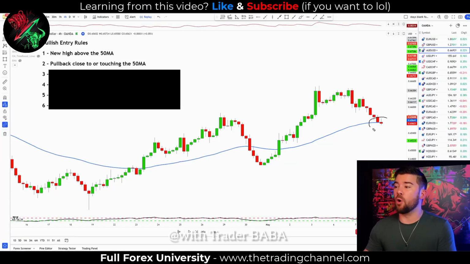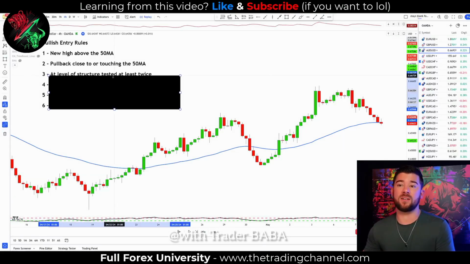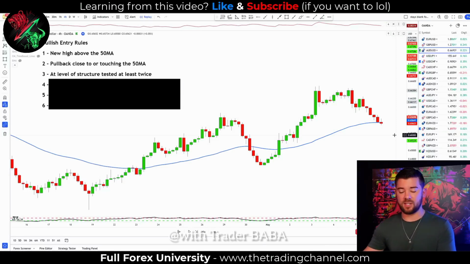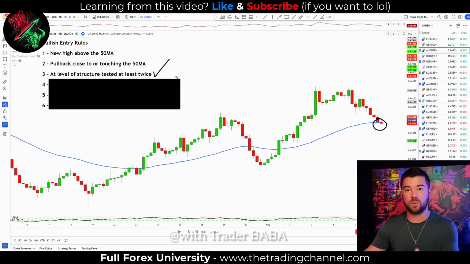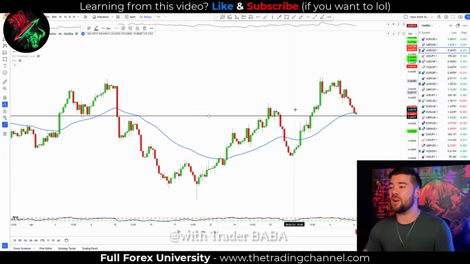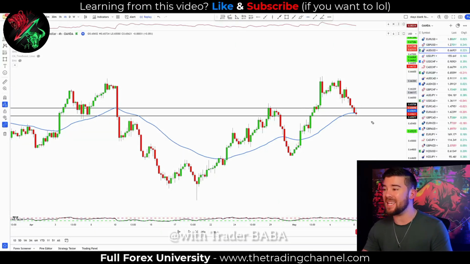Here, we do in fact get a pullback that comes down and touches the blue line or our 50 EMA. Now, our third rule for this strategy is that this pullback not only needs to touch the 50 EMA, but also must align with a structure level that's been tested at least twice by previous price. The way I normally do this is by creating an area near where price currently is, because areas of value are always zones, not just specific lines on the chart.